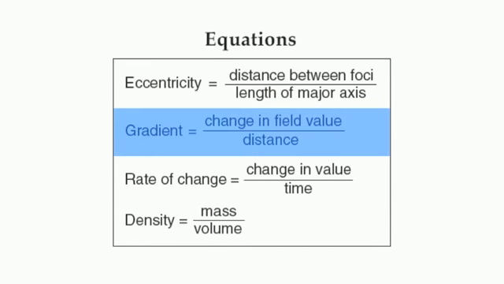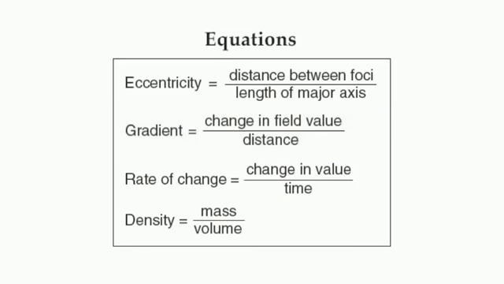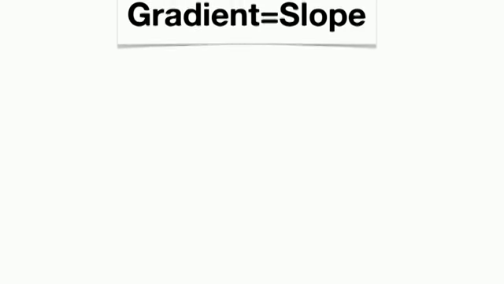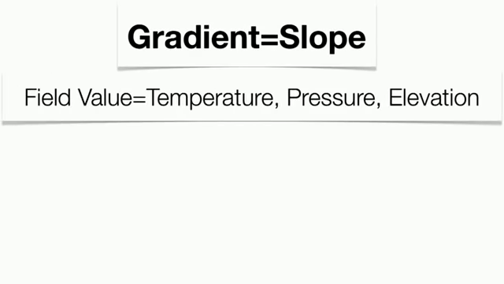The next equation is gradient, and this is basically going to tell us how steep or how flat a landscape feature is going to be. The change in field value over the distance. Now when you talk about field values, it's all about the slope of the land. It's all about the fact that you want to try to figure out how steep or how flat the landscape is going to be.